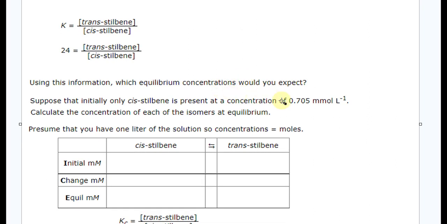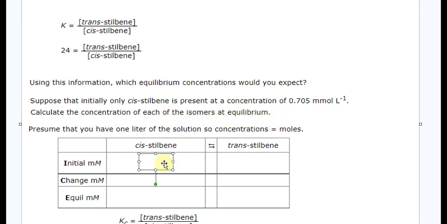Now, here we've got a problem. It's not going to be the same as the problem in WebAssign. It's got a different concentration. I generate random numbers for these problems. And we have cis-stilbene initially present. We just made some cis-stilbene. There's nothing else. And it has a concentration of 0.705 millimoles per liter, 0.705 millimolar. Calculate the concentration of each of the isomers at equilibrium.